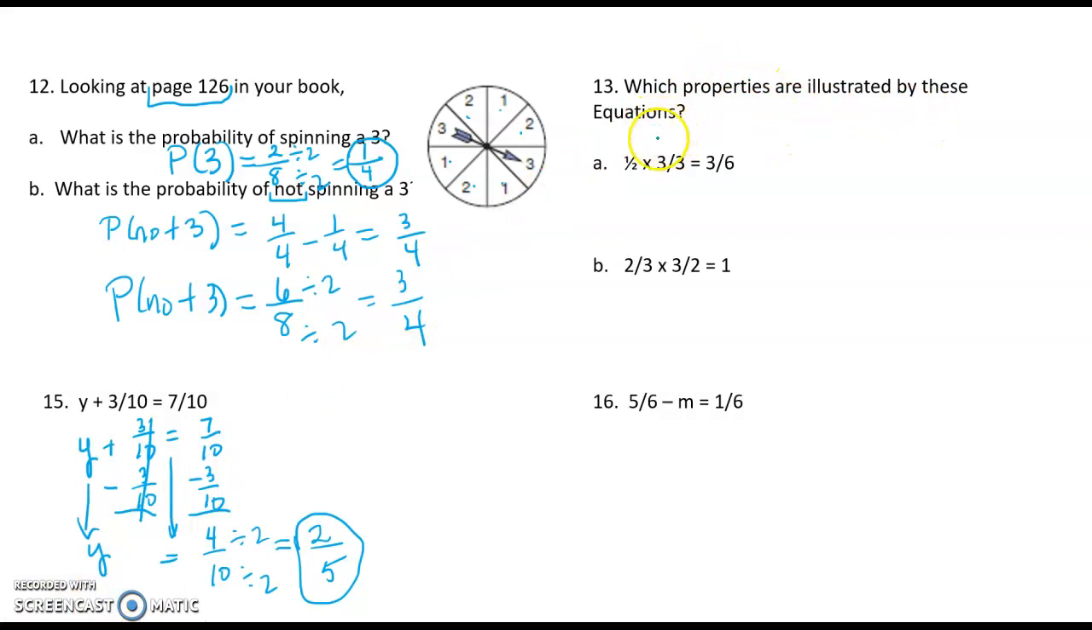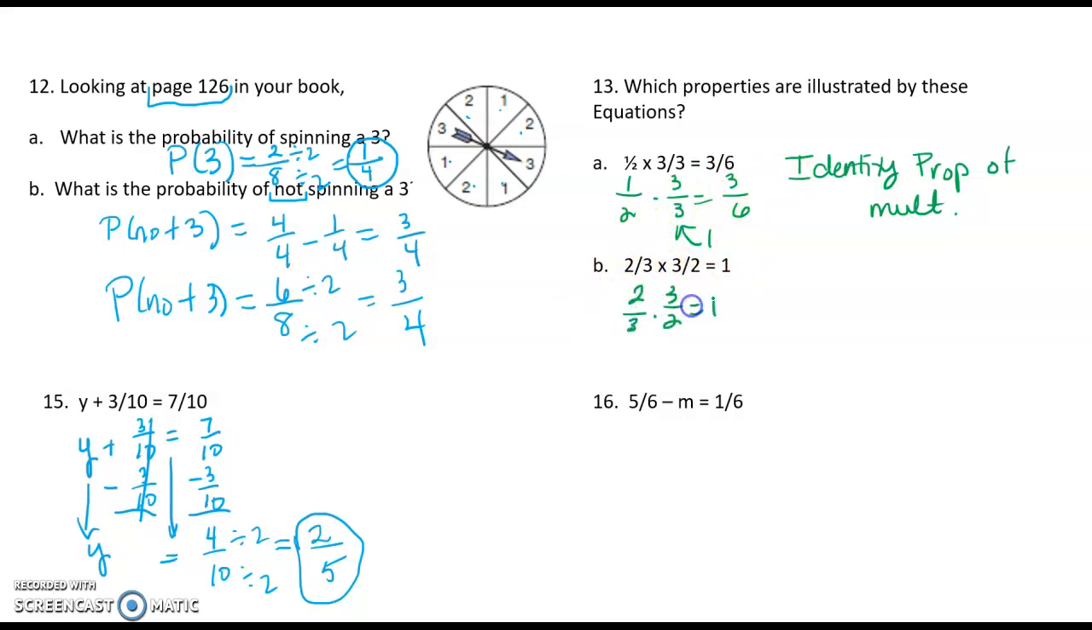Which properties are illustrated by these equations? So I have 1/2 times 3 over 3 is equal to 3/6. And I know that this is 1. So this is the identity property of multiplication. Because basically what I'm doing is I'm multiplying 1/2 by some form of 1 to get something that equals 1/2. Okay? Here I have 2/3 times 3 over 2 is equal to 1. So these are reciprocals, right? And that's the inverse property.